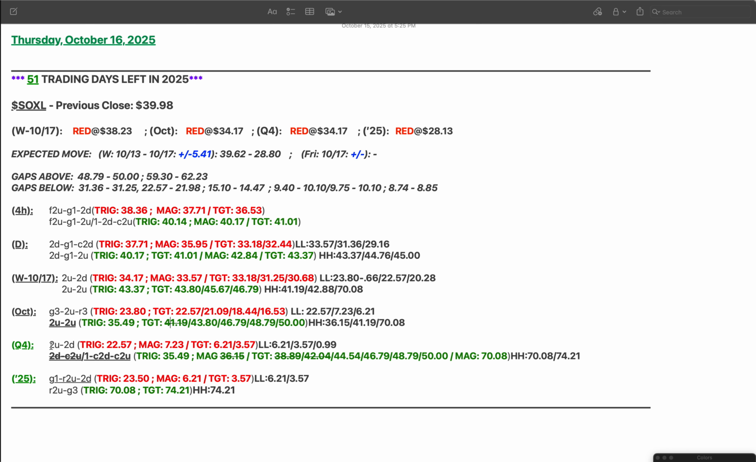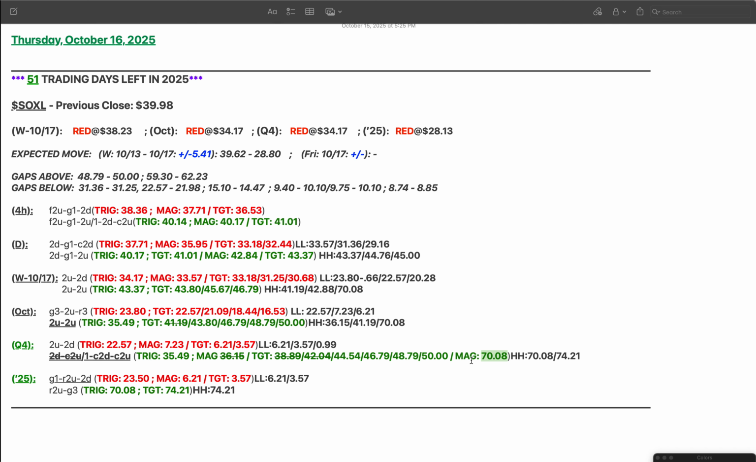For the quarter, again, first we triggered the 2 down, combo 2 up at 35.49. It reached its magnitude of 36.15, which then triggered the 1 combo 2 down, combo 2 up, with targeting 38.89, 42.04, which we've already reached both of those. And then we've got our extended targets here of 44.54, 46.79, 48.79, and 50. Ultimate magnitude for that move, though, is 70.08.